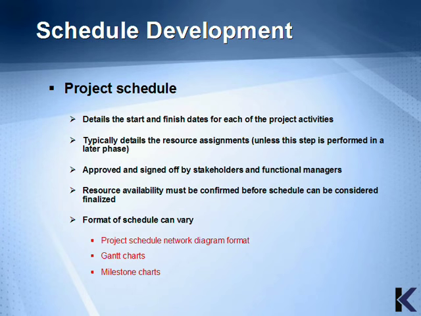The project schedule details the start and finish dates for each of the project activities. It typically details the resource assignments unless this step is performed in a later phase. It's also approved and signed off by stakeholders and functional managers. Resource availability must be confirmed before the schedule can be considered finalized. And the format of the schedule can vary. It can take the form of project schedule network diagrams, Gantt charts, or milestone charts.